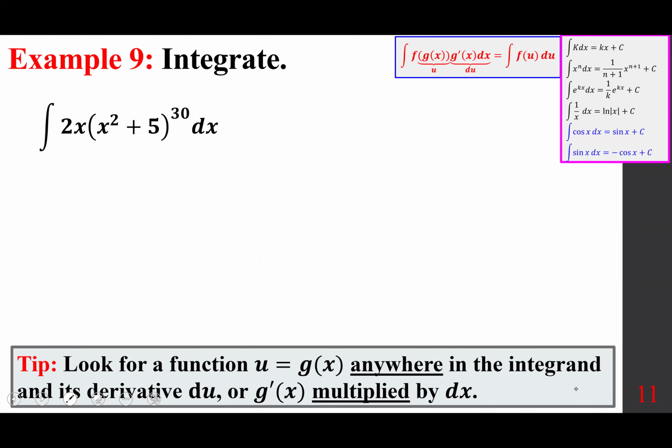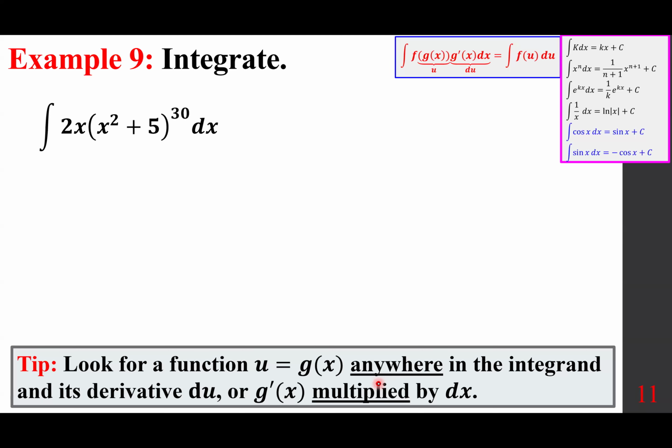Substitution, as it was mentioned, is the reverse process of the chain rule. So the integral of f of g of x, g prime of x dx, where g of x is u, g prime of x dx is du, is the integral of f of u du. The tip is to look for a function u equals g of x anywhere in the integrand, and its derivative du, or g prime of x, multiplied by dx. Now, first and foremost, when substitution is a must, step one, you have to write u and du. So what is u? What is du? It has to be written down.